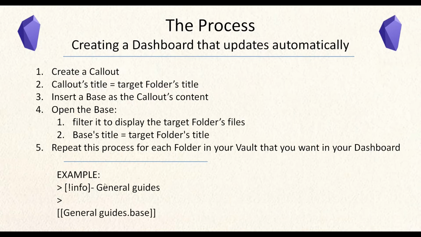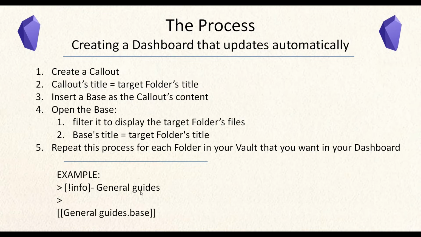At the bottom here, you see an example of what this would look like. This is the first line of a callout. It contains the callout type in brackets. I'll be using the info type because I like the color of it. And then the title goes here. And then within the content of the callout, we're going to put our base, which we will filter to reflect the contents of the folder we're working on.